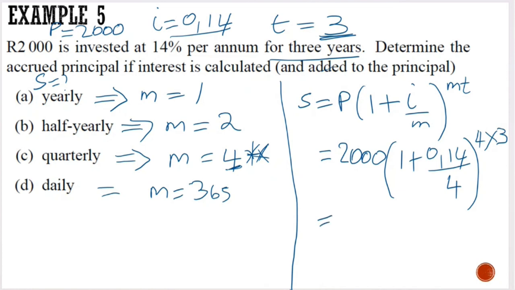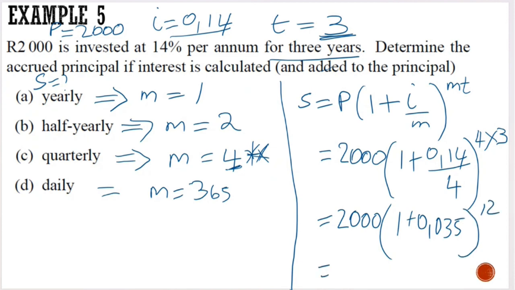Then you can just get your answer. This is going to be 1 plus 0.14 divided by 4. So you've got 0.14 divided by 4. This is going to be 0.035. Then 0.035 to the power 12. Okay, you can get an answer. I just want you to see how you do these things.